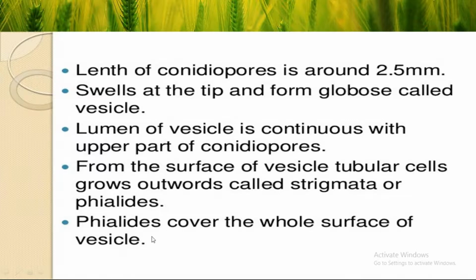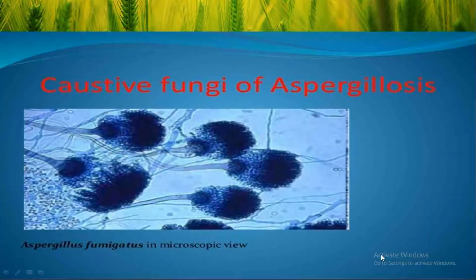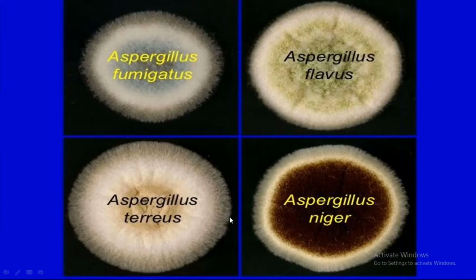This is in Aspergillus niger species. As I told you, it will be different in different species. So this is Aspergillus fumigatus. You can see the difference. They are not covering the total thing. So different colors of the colonies you can see. This is Aspergillus fumigatus, a smoky green color. This is flavus. Always flavus means yellow. Niger. These three species we have.